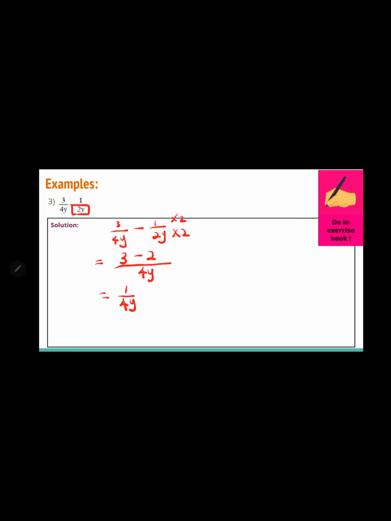You can message if you do not know how to do the denominator. It's actually your prior knowledge. That means you have learned before.